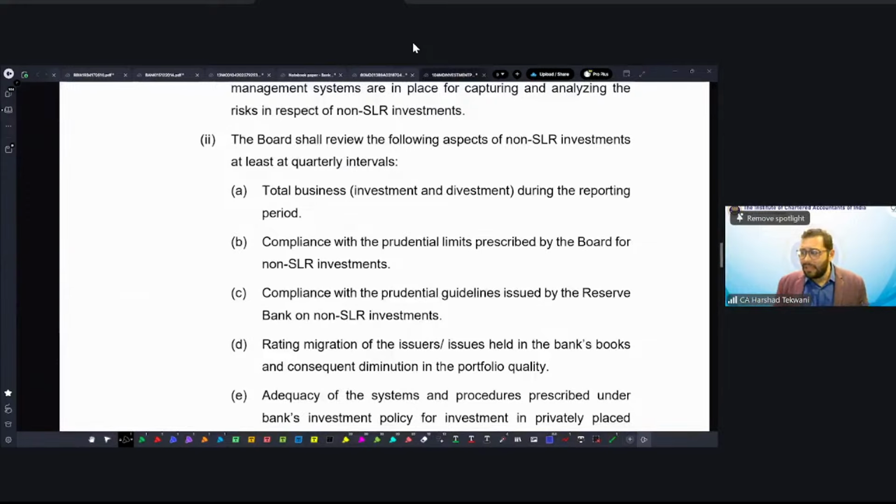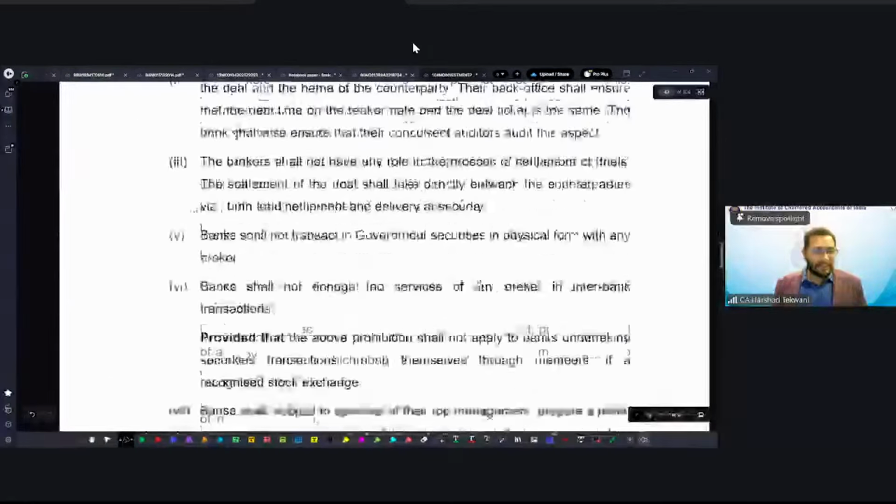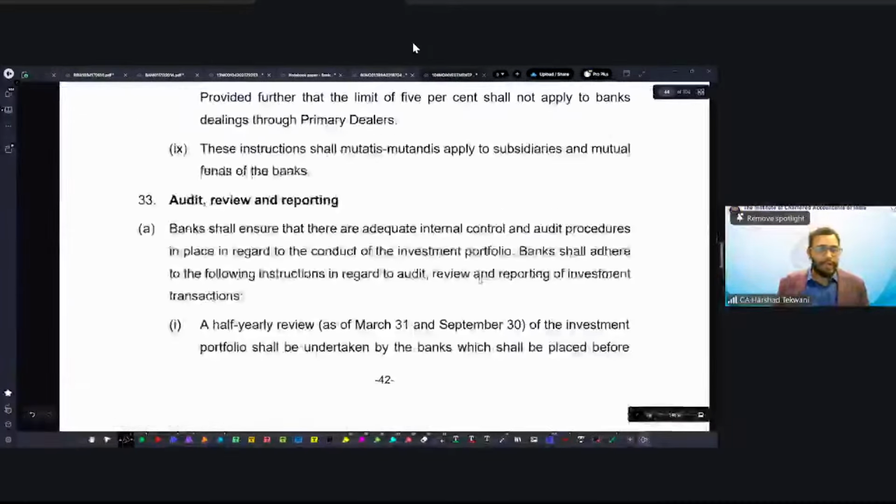There are multiple things, but this is one of the things. Plus, there is an additional reporting requirement for the investment area. Banks are required to provide a half-yearly review with respect to the investment area.